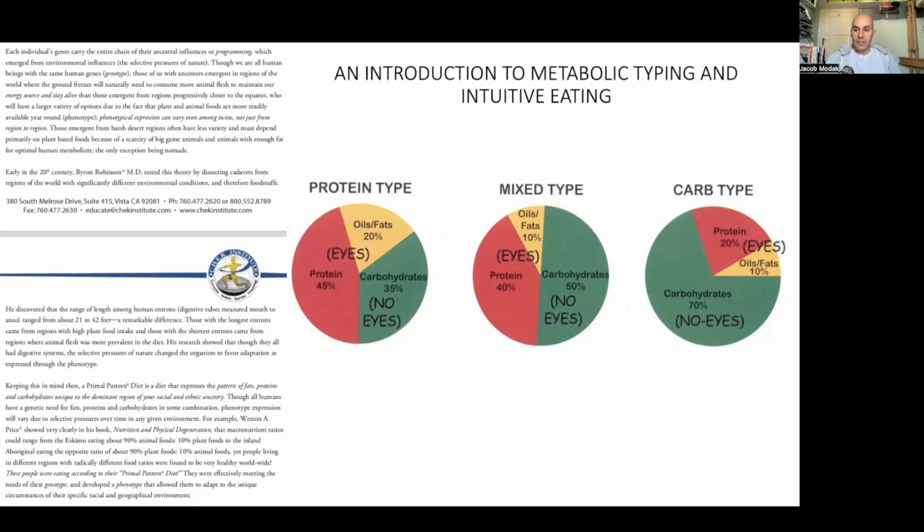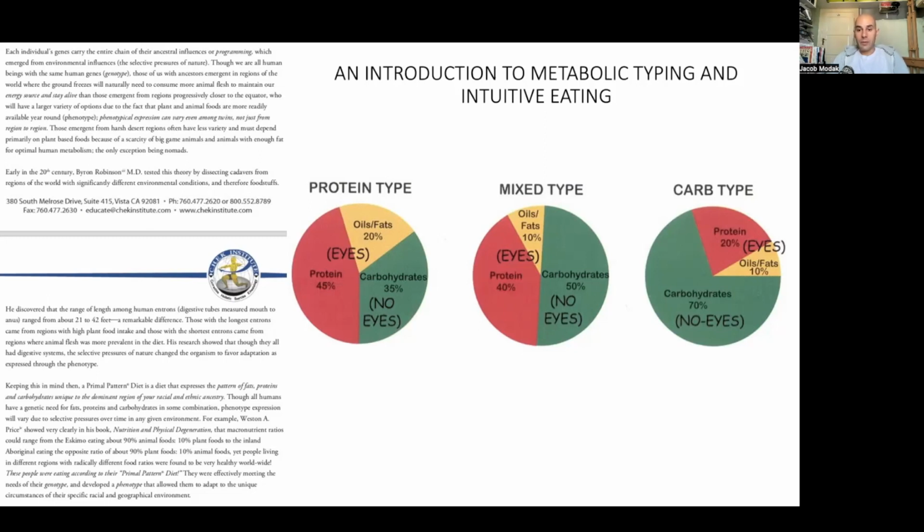What I would suggest being a little bit more dogmatic about is the quality of your food. All organic, and try to stay away from the inflammatory foods: gluten, sugar, and dairy. And if you're not sure what foods are inflammatory to you, then try it. If your digestion does not improve and your energy does not improve, chances are it's not a good food for you. So that's my basic introduction to metabolic typing and intuitive eating.